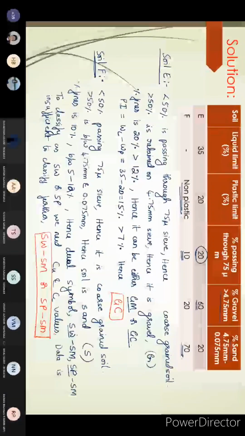Is it clear? Any doubts here? And why it should be SW, because percentage fines range from 0 to 5%. If it is less than 5%, it can be either SW or SP, correct? If it is more than 12%, it can be SM or SC. Now, if it is in between 5 and 12, what are you supposed to do? You will use dual symbol.